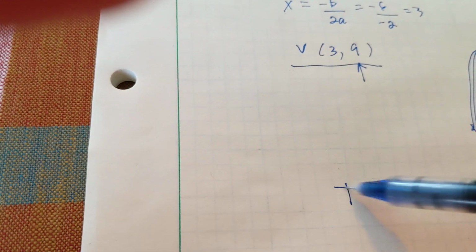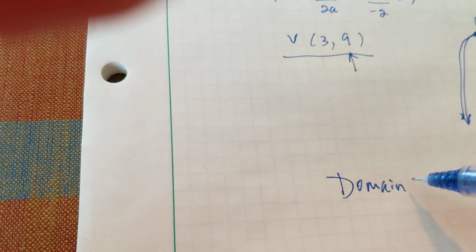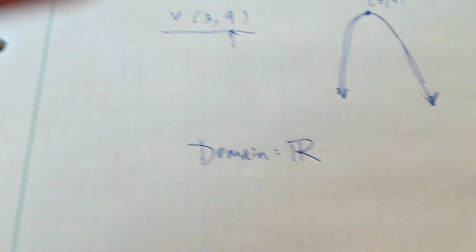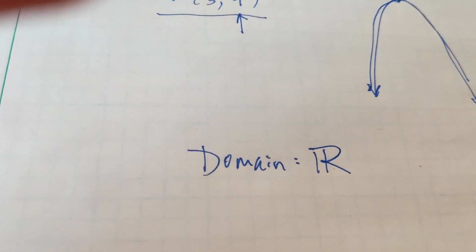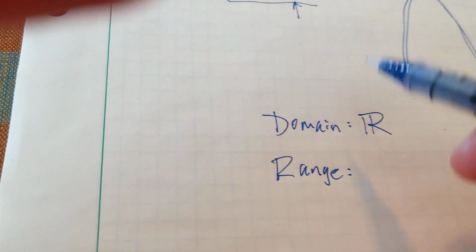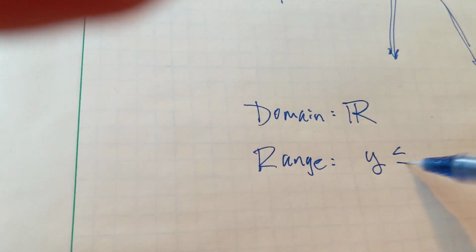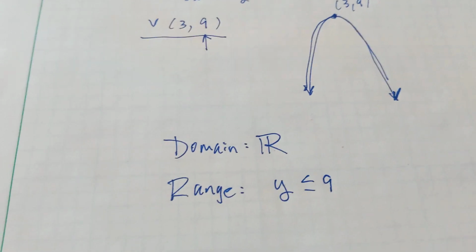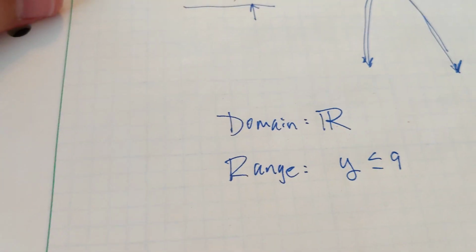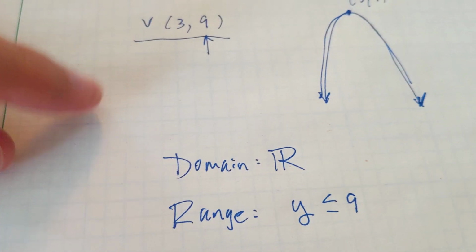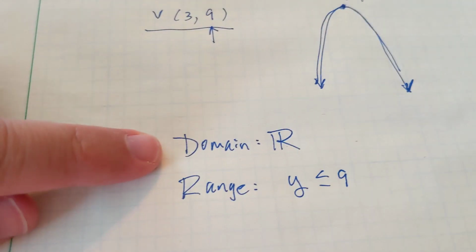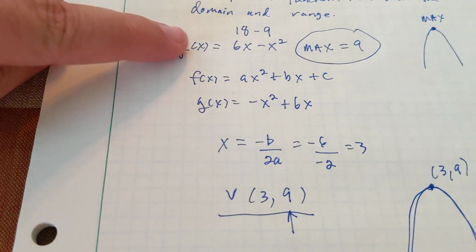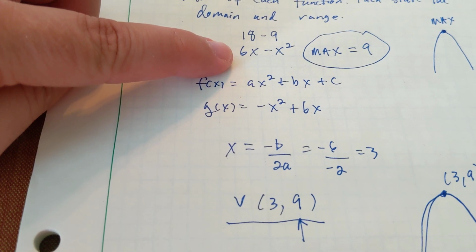The domain on every quadratic is going to be all the real numbers, and I'll explain why in just a minute. The range is going to be the y values that are less than or equal to 9. Let me explain why that is. The domain is all the real numbers because in mathematics, the domain simply means what x values you're allowed to put in this equation.